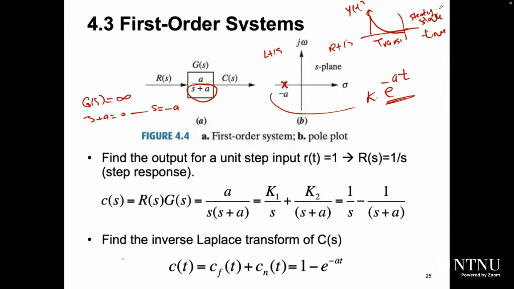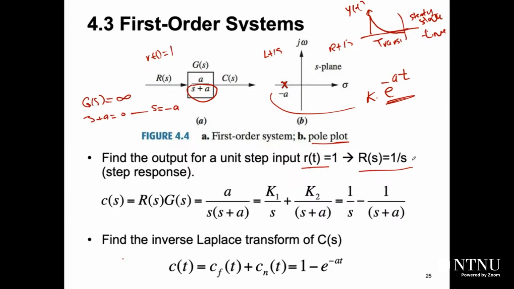So this is the first order system: in figure A the transfer function, and in figure B we have this pole plot. We call it pole plot or pole zero plot. We need to find the output for a unit step. For a unit step, r of t will be 1. When we set r of t equal 1, in this case, R of S will be 1 divided by S.